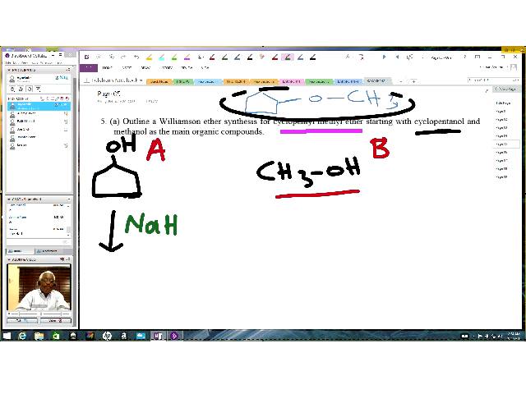Keep that in mind. This is another reagent you need to know. Sodium hydride, in the presence of any alcohol, removes the hydrogen of the alcohol to form the alkoxide. So this is an acid-base reaction.